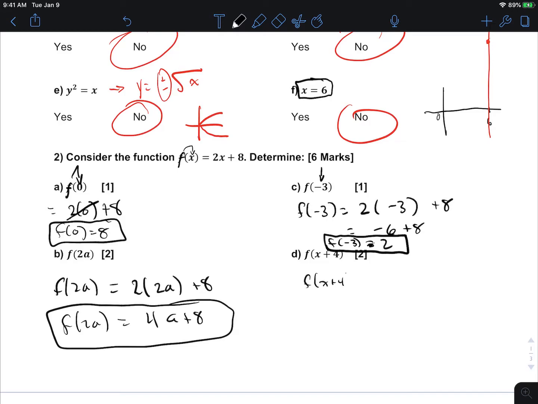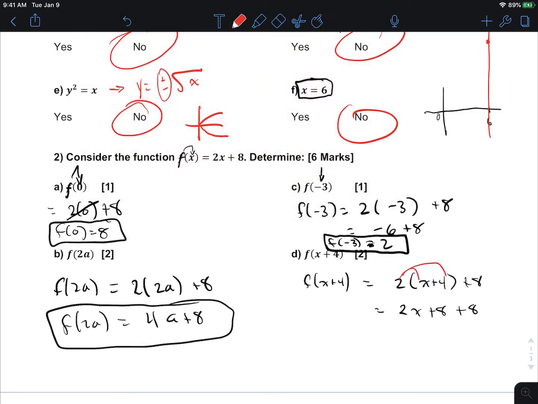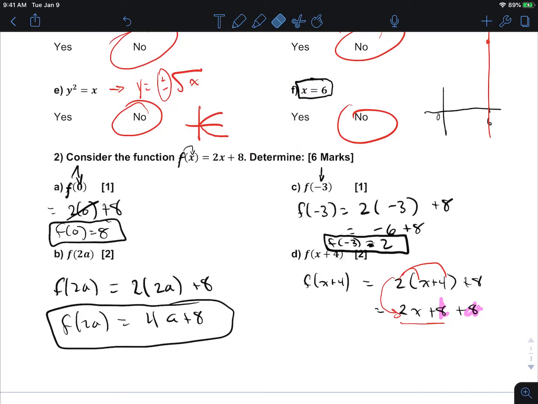Last one, same thing. f at x plus 4, plug it in. You get 2 times x plus 4, plus 8, which is going to be 2x plus 8 plus 8 from the distribution. I'll draw that. So if I distribute the 2 in to both terms, that's where I get this line from, these two terms here, right? And then I just collect the like terms that are left, right? So the like terms are going to be the 8 and the 8 because they're both numbers. Would you then simplify? Yep. So the final answer is going to be 2x plus 16.